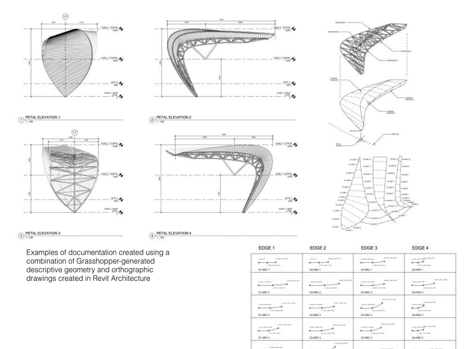Here are examples of documentation created using a combination of Grasshopper generated geometry and orthogonal projections made with Revit. So they had Grasshopper and Revit working together. So the lesson from this project, a very recent project, is that this methodology is used at different levels of project development.